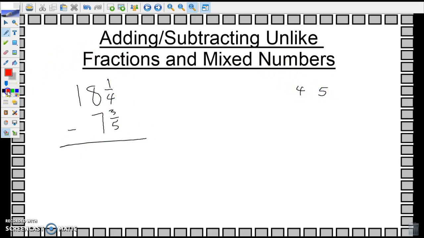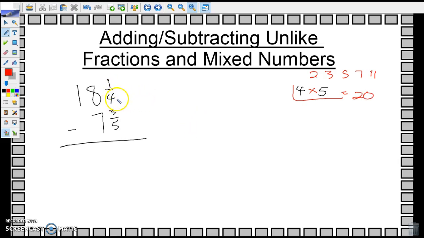Oops, let me change my color. Sorry. Into my upside down birthday cake, and I'm going to look at 2, 3, 5, 7, and 11. And I'm going to ask, does any one of these 5 go into 4 and 5 evenly? And my answer is no. So I'm going to multiply them, and I get a least common denominator of 20.